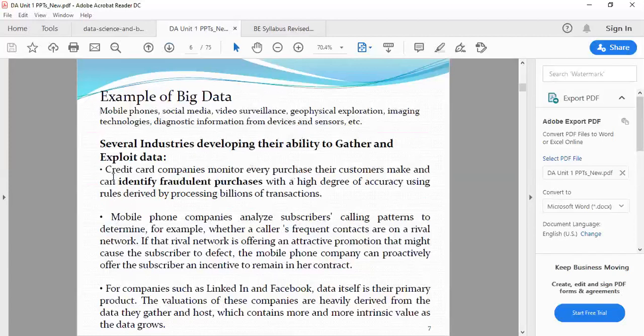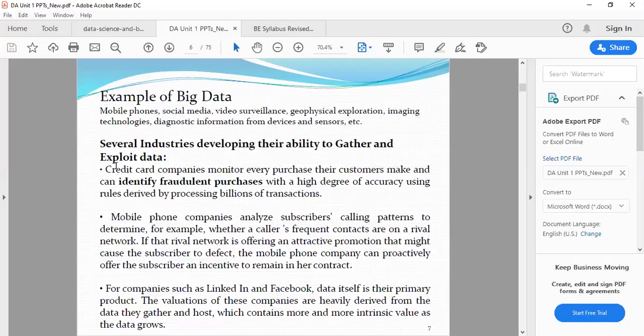here is one example of a credit card company. Credit card companies monitor every purchase their customers make and can identify fraudulent purchases with a high degree of accuracy using rules derived by processing billions of transactions. This is the first example, credit card.